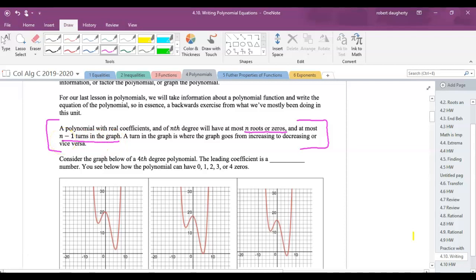What does a turn mean? Yeah, like you were going west, but then you turned and now you're going east, okay? So if you look at this graph, it was going down. It reached a point that it no longer went down and it started going up. So there's a turn. Here's a turn, and here's a turn. So this one has 3 turns, okay? So that means if it has 3 turns, it has to be what degree or more?